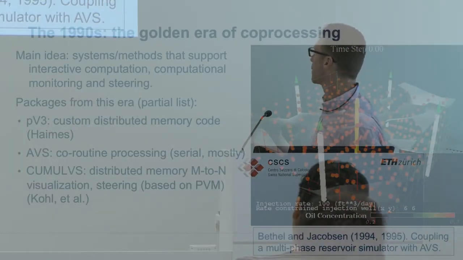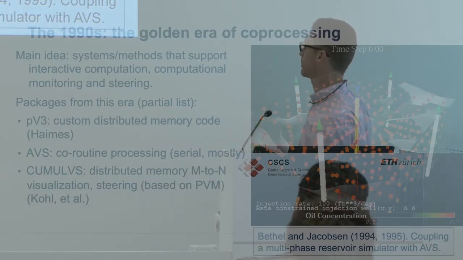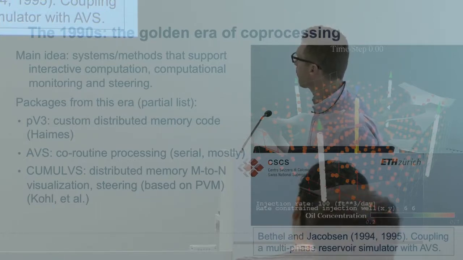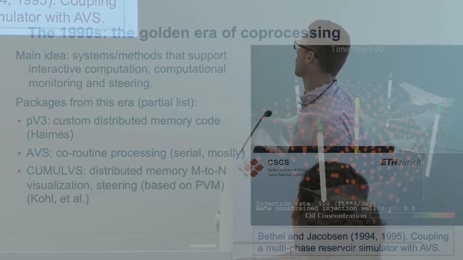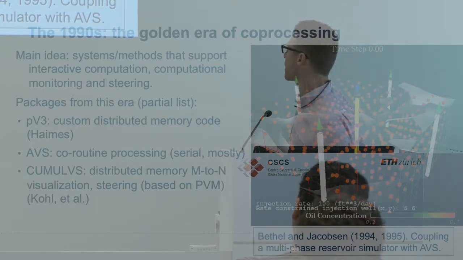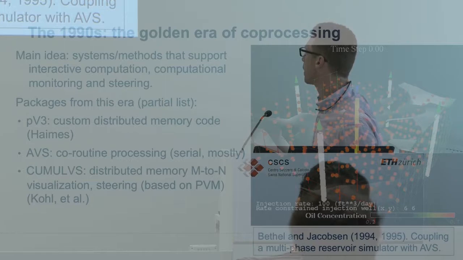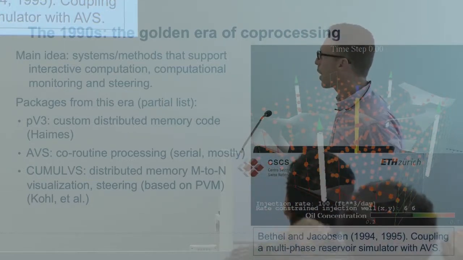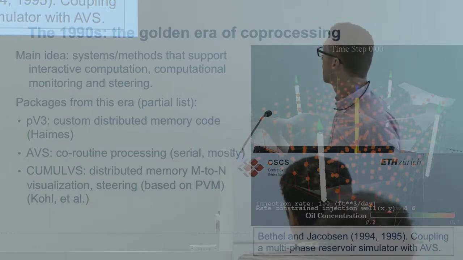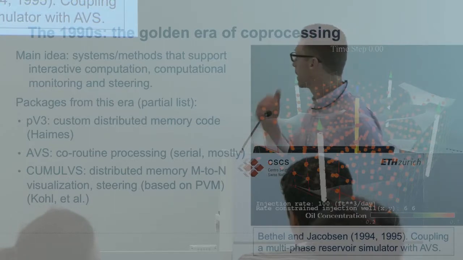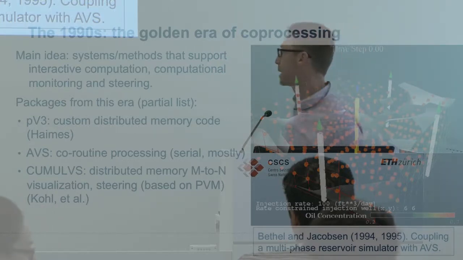In the 1990s, we've got the golden era of coprocessing. So with coprocessing, your simulation is running, and while it's running, you've got some visualizations you can do. It's very interactive, where you can interact with the data as the simulation runs, you can pause the simulation, do things in your analysis, restart the simulation. This is still popular for small codes that run very quickly. It becomes harder and more problematic and it's not practical to do on very large supercomputers and other large HPC systems. So there's a whole bunch of packages from this era, PV3, AVS, Cumulus. I don't know much about these packages.